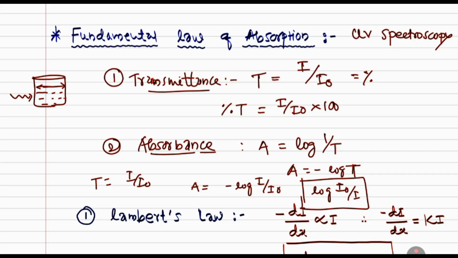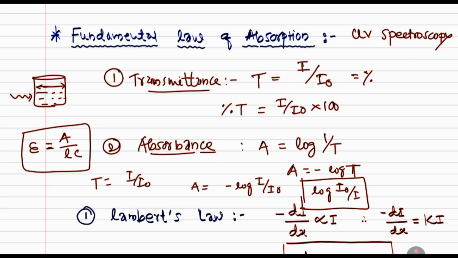The next important term is called molar absorptivity, which is denoted by epsilon. Epsilon is called the molar absorptivity, and we can also call it the molar extinction coefficient. It is generally proportional to the absorbance and inversely proportional to the length and the concentration. So this is the third important parameter which is required for the fundamental process of absorption.